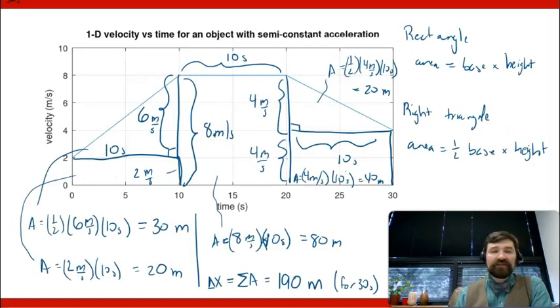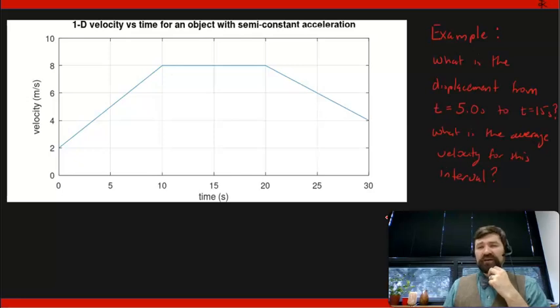But how would I get that from this graph right here? How do I get my average velocity from this graph? Well, essentially what you would do is find this total area that we just found, which was 190 meters, and divide by the time, 30 seconds. And again, that gets you 6.3 meters per second. Okay, so now we have an example to end this video full of basically examples.